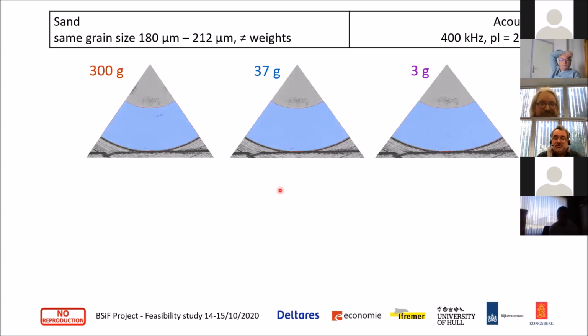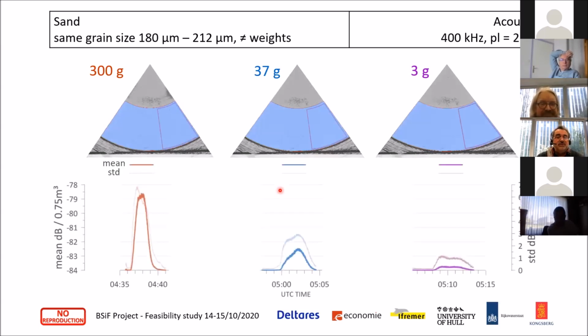Of course, we can integrate the data into the same geometry, and you see the echo integration of this plume passing through the geometry. And obviously, you see a clear relation between the maximum of the mean value with the weight of the sand. So for each of these plumes, echo integration has been calculated and shows a good correlation with the weight of sand.